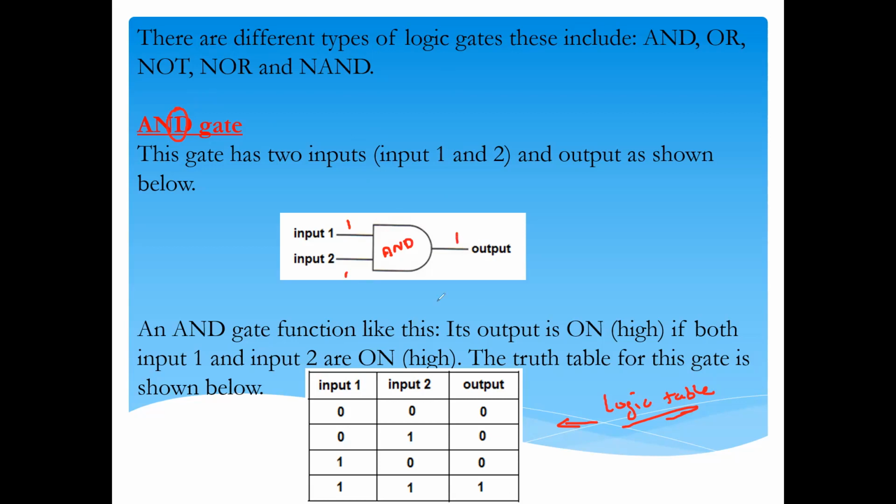Is the working of the AND gate clear? Then how can we get the output by using the two inputs?